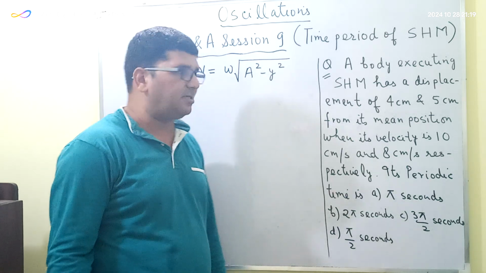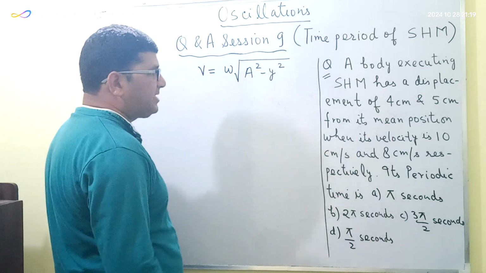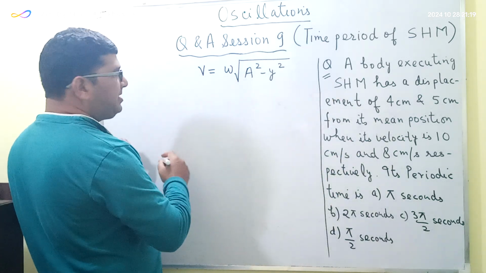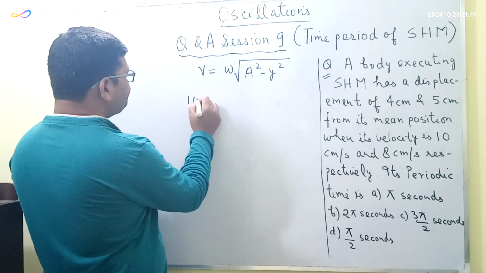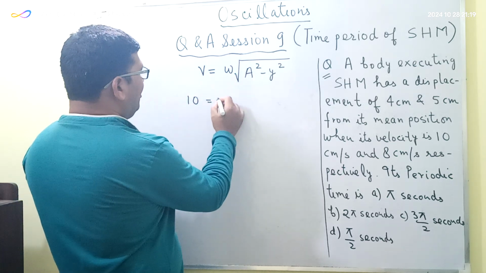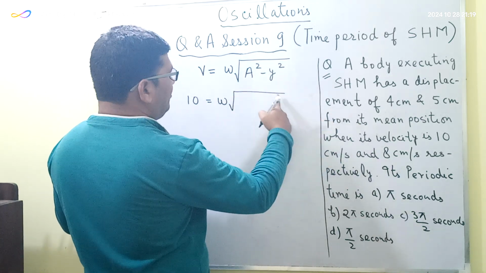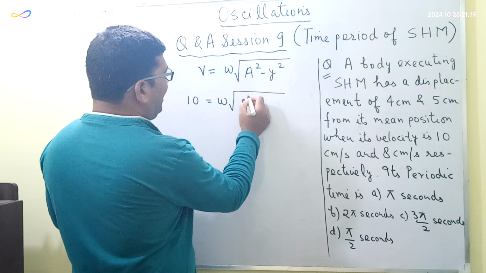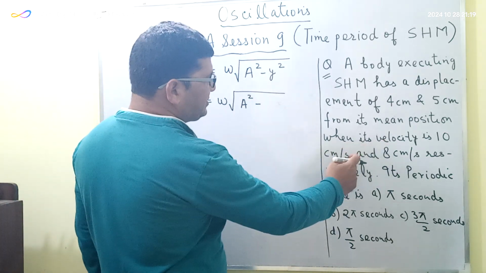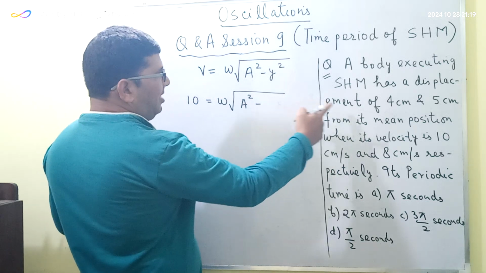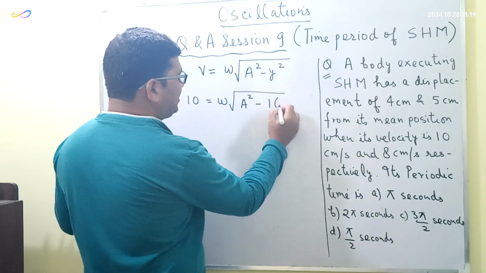So here the velocity is 10 centimeter per second when the displacement is 4 centimeter. So I will be substituting the value of velocity as 10, and a is the amplitude of the simple harmonic motion and y is the displacement. So when the velocity is 10 centimeter per second, the displacement is 4 centimeters. So in this y square, y is equal to 4, so this is equal to 16.